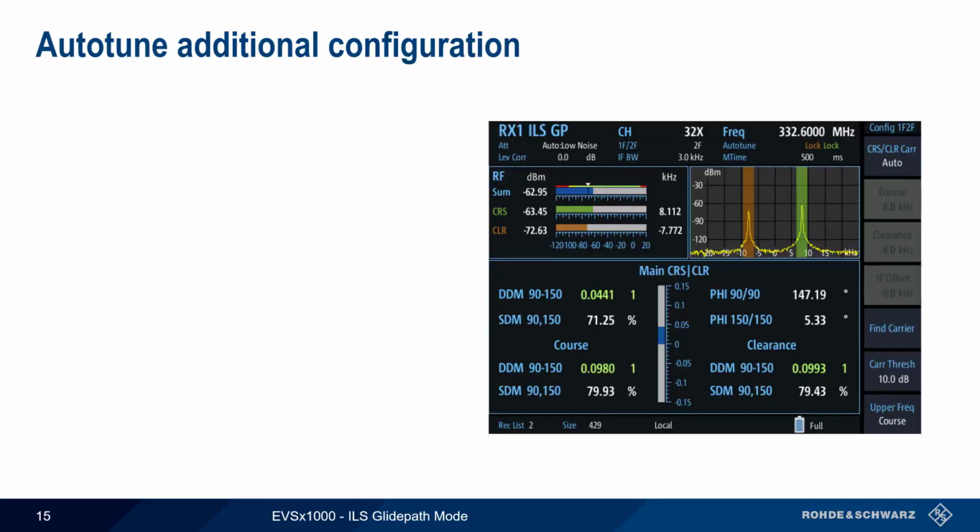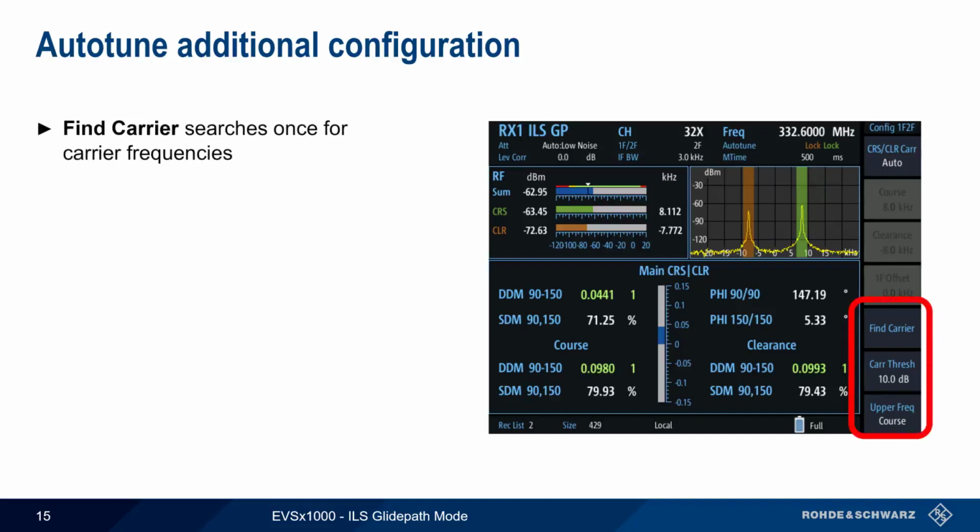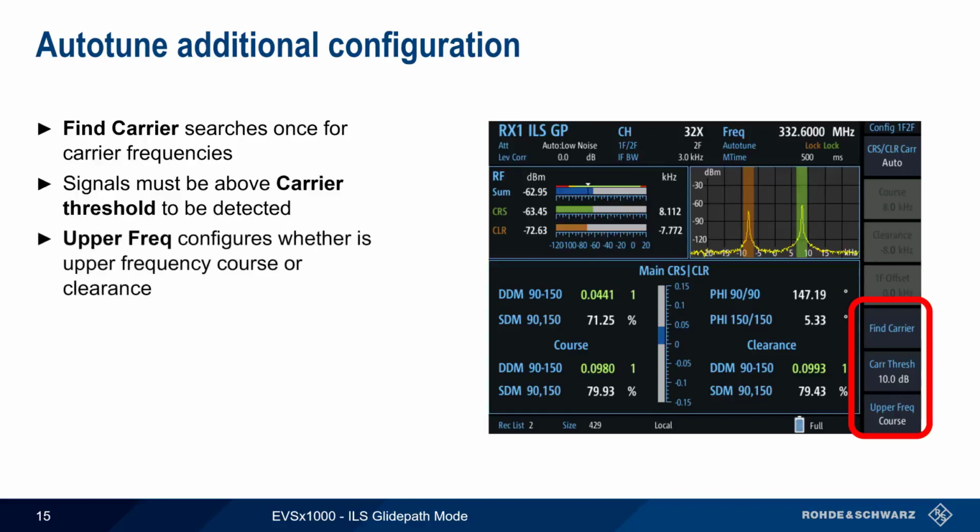Autotune will automatically attempt to find the carriers, but this process can be restarted by using Find Carrier. Signals must also be above the defined carrier threshold level, in dB, to be detected. And upper frequency specifies whether the higher frequency carrier is the coarse signal or the clearance signal. This can vary between standards and in different parts of the world.